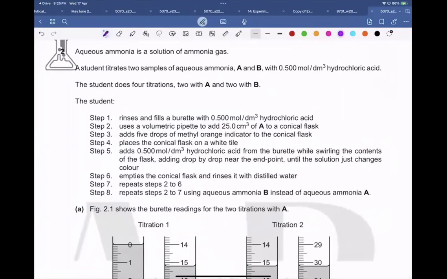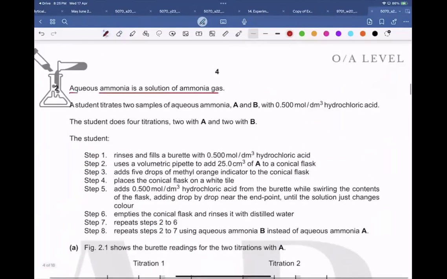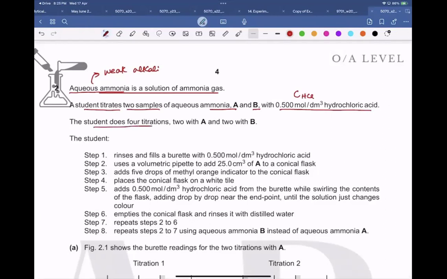No, not necessary, Josefa, every time. Aqueous ammonia is a solution of ammonia gas. And if you recall further, aqueous ammonia is a weak alkali or a weak base. A student titrates 2 samples of aqueous ammonia, A and B, with 0.5 mole per dm cube hydrochloric acid. So see, it's a concentration of hydrochloric acid. The student does 4 titrations, 2 with A and 2 with B.